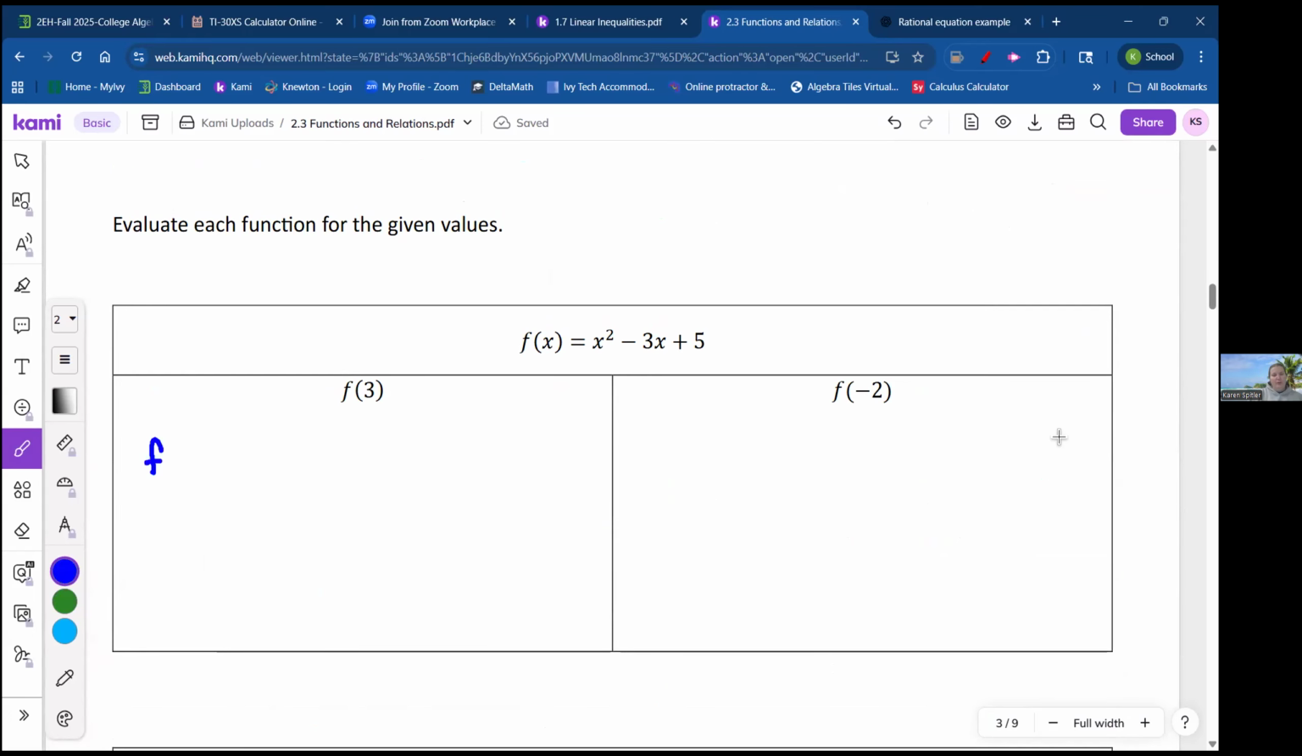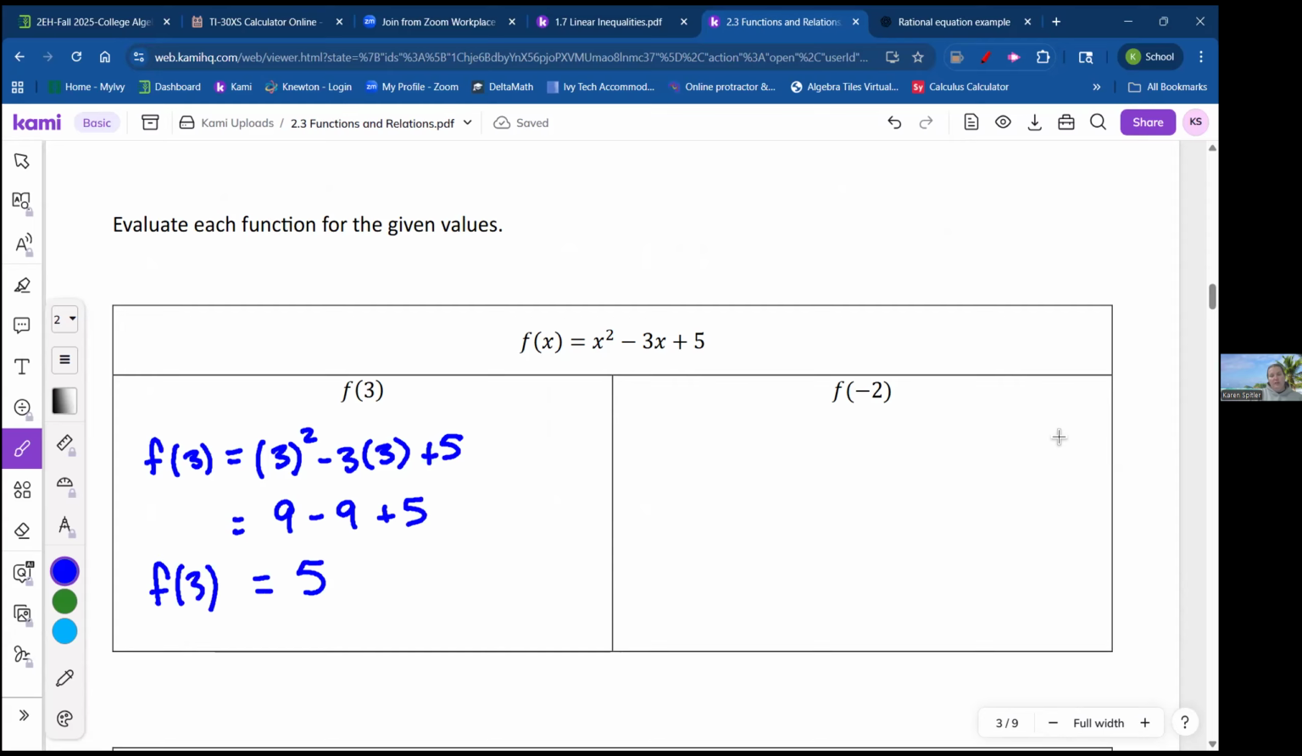So f of 3 means we're going to plug 3 into the equation. So it becomes 3 squared minus 3 times 3 plus 5. Well, that's 9 minus 9 plus 5, which is 5. So the value of the function, the y value of the function when x equals 3, is 5.